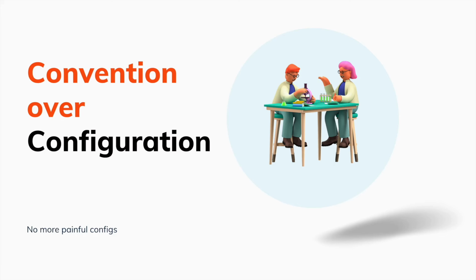Annotations for configuration. Instead of extensive XML configuration files, Spring Boot uses annotations to configure beans and other aspects of your application. What this means is that if you establish a set of naming conventions and put files in specific locations, you can substantially cut down on the amount of configuration that is required.